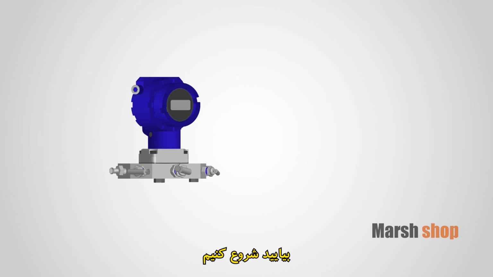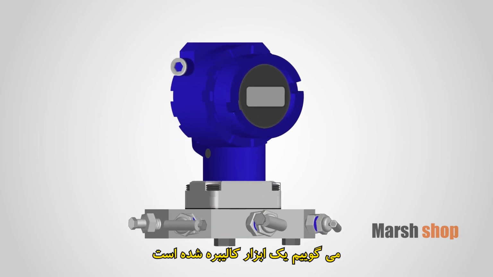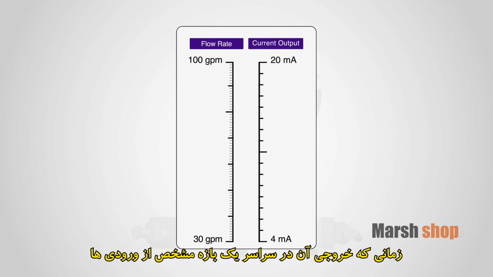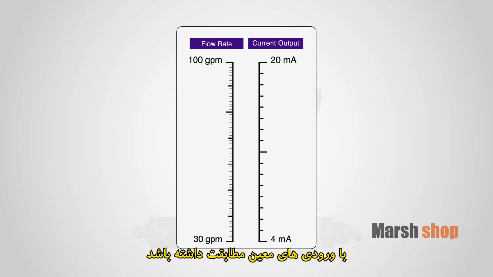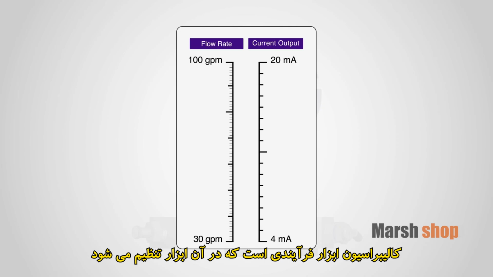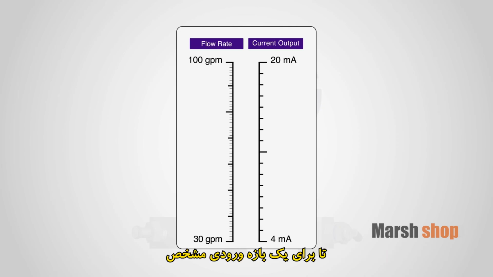Okay, let's go. We say that an instrument is calibrated when its output corresponds to a specific input across a specific range of inputs. Said another way, instrument calibration is a process where the instrument is adjusted in order to achieve the desired output range for a specific input range.